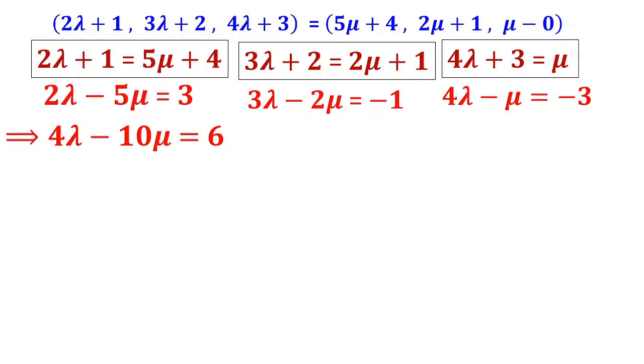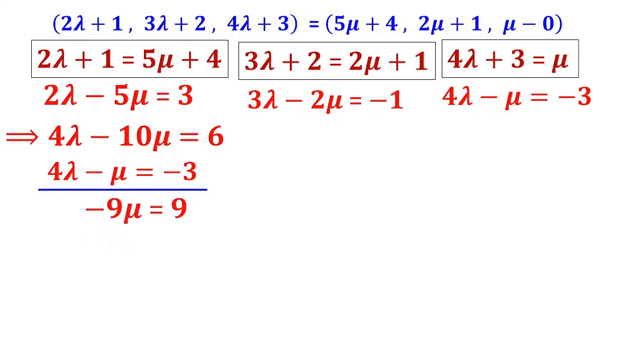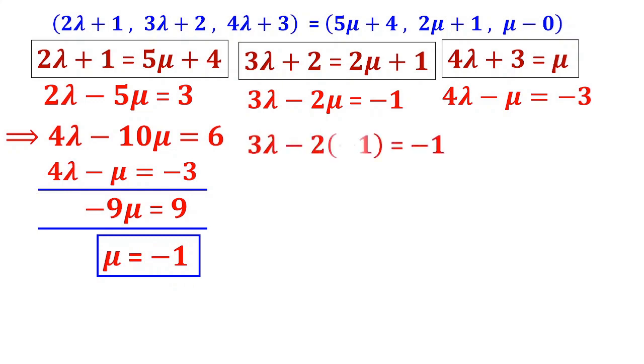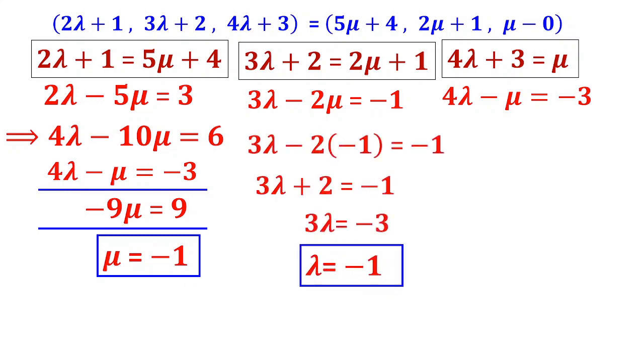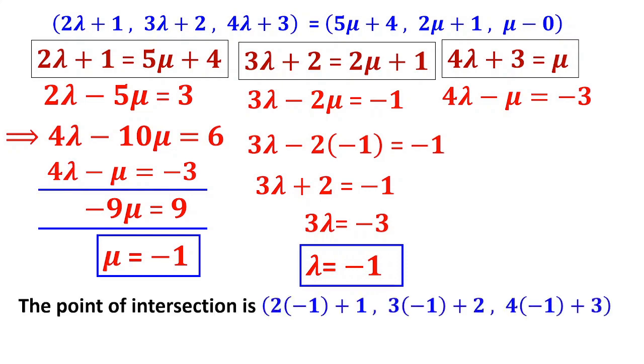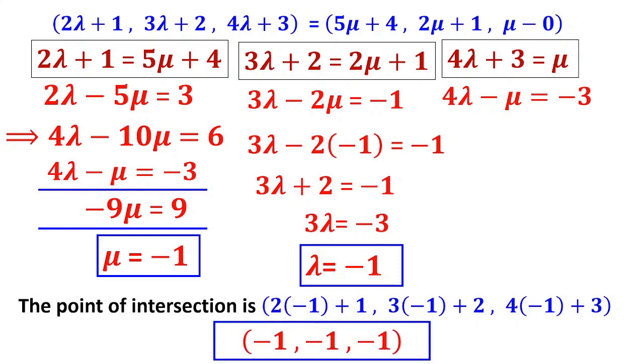Now take the first equation multiplied by 2. Take the last equation and subtract it, you will get minus 9 mu is equal to 9, therefore mu is equal to minus 1. Take the second equation, put mu is equal to minus 1 and you will get lambda is equal to minus 1. For lambda is equal to minus 1 and mu is equal to minus 1, put it either in the first one or the second one. You put lambda is equal to minus 1 in the first or mu is equal to minus 1 in the second. You will get the point of intersection as minus 1, minus 1, minus 1.